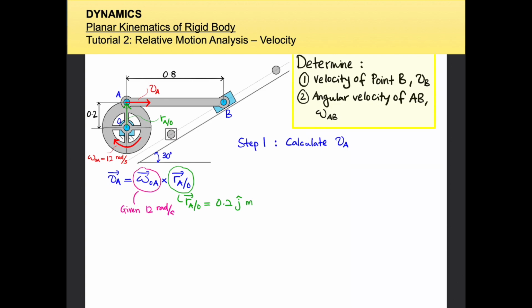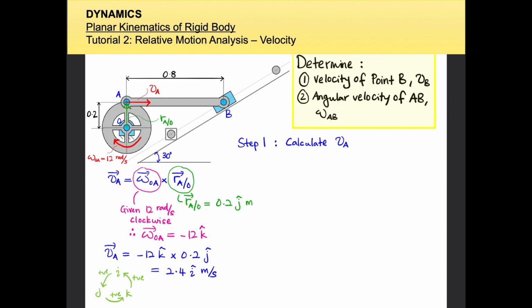Given omega OA is 12 rad per second clockwise, therefore omega OA is minus 12 K. Substitute all the values in the equation. K cross J is negative I, so VA is equal to 2.4 I meter per second.